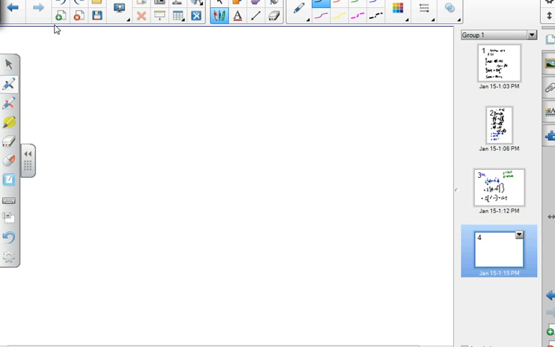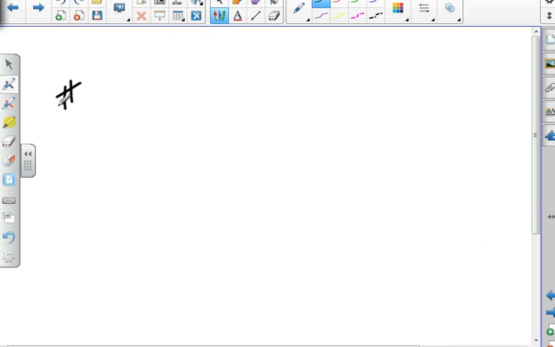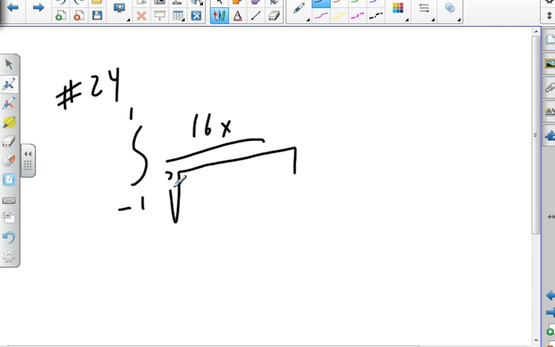Next problem is 24. Integral from minus 1 to 1 of 16x over the cube root of (3x squared plus 5). Well, I guess what we'll do is we'll put it in my calculator first and see if it'll give me an answer.